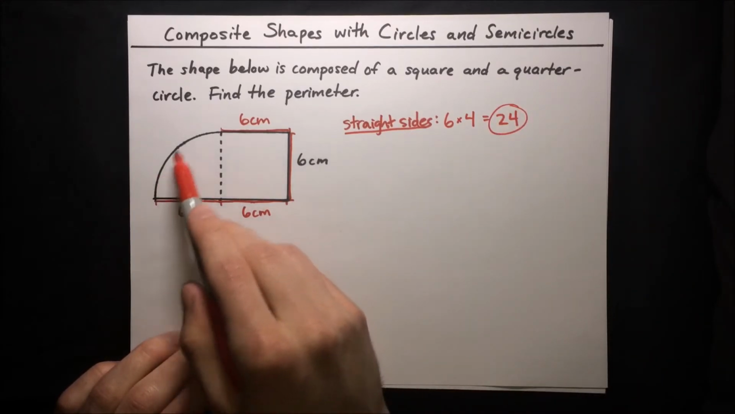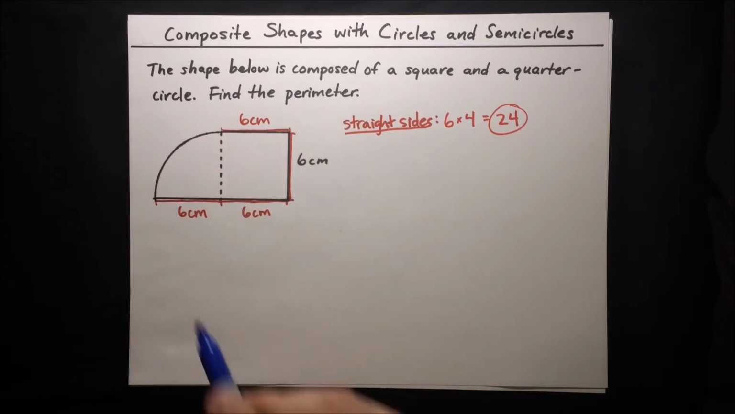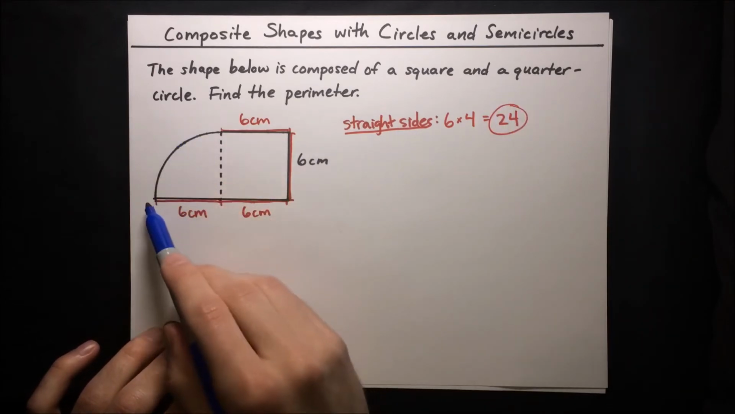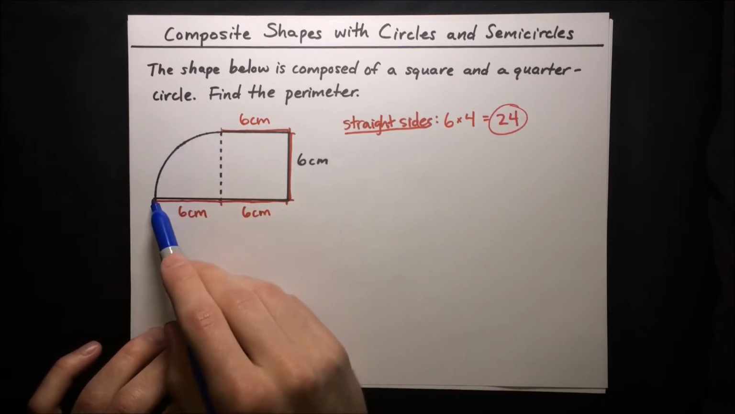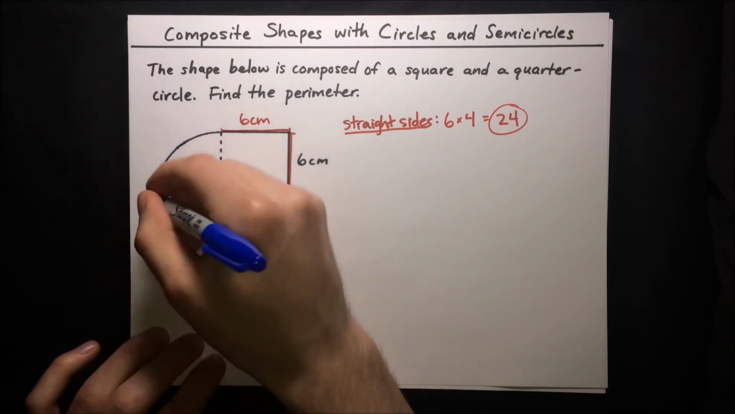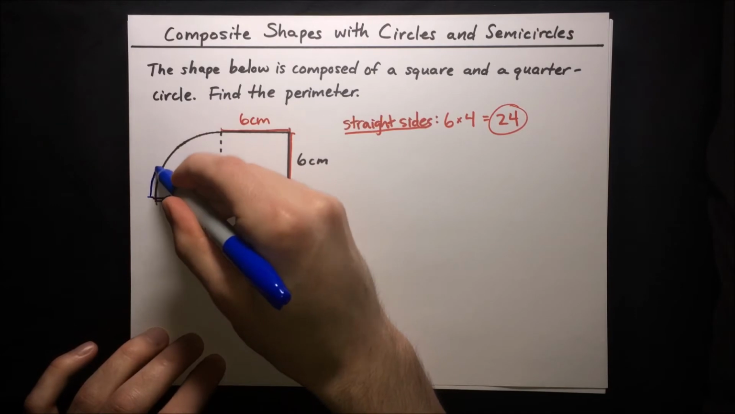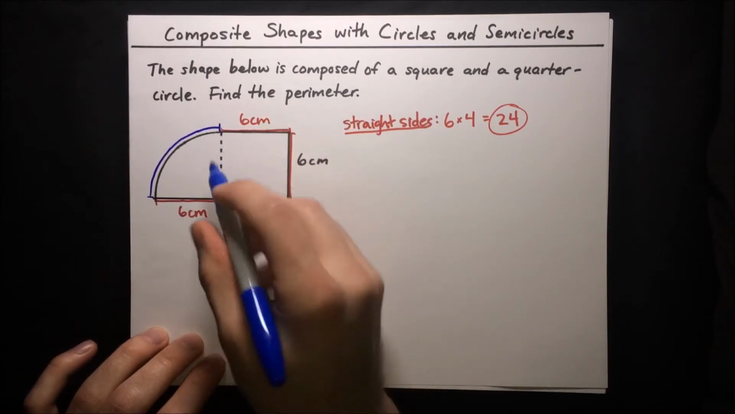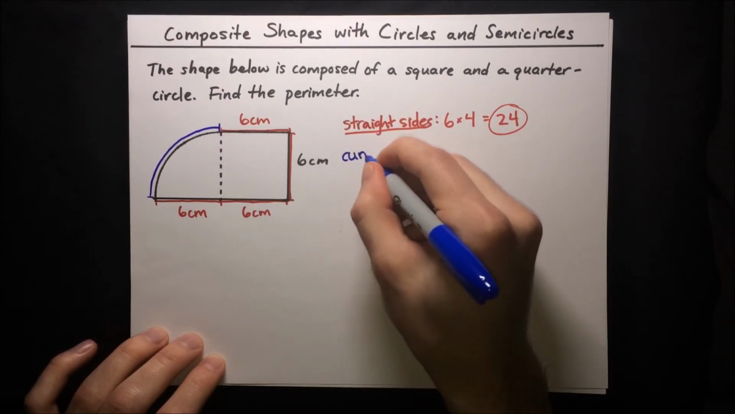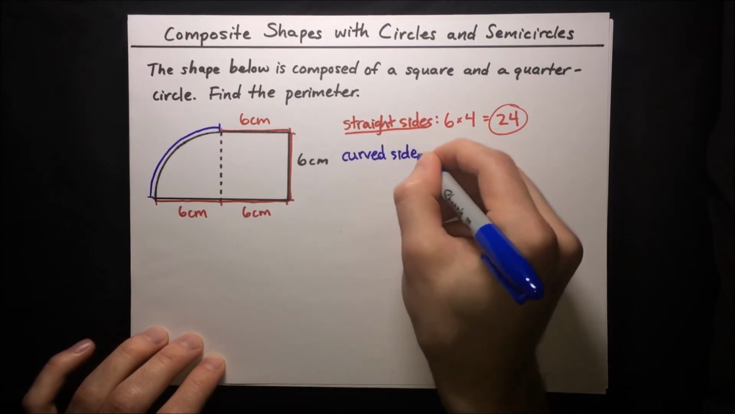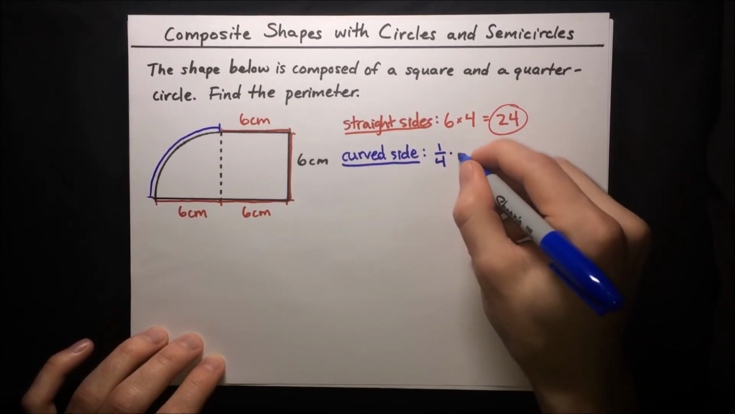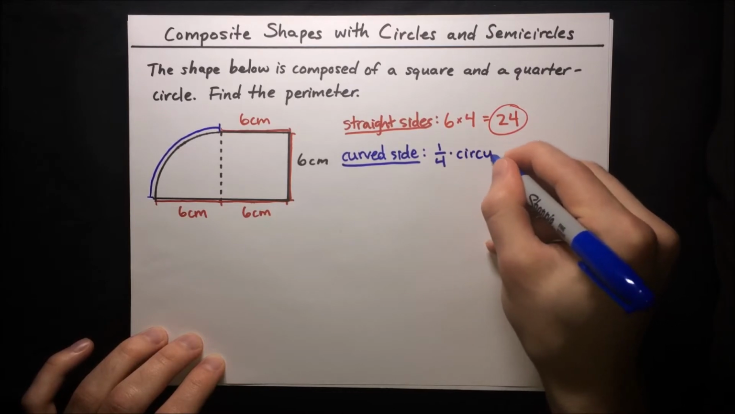And now how about that curved side? We know that this curved side corresponds to a quarter of a circle. This is a quarter of the exterior of the circle. And the full measurement of the outside of a circle, that's just the circumference. So this curved side here is just going to be a quarter of the circumference of this full circle. So let's write that down. The curved side is 1/4 times the circumference.